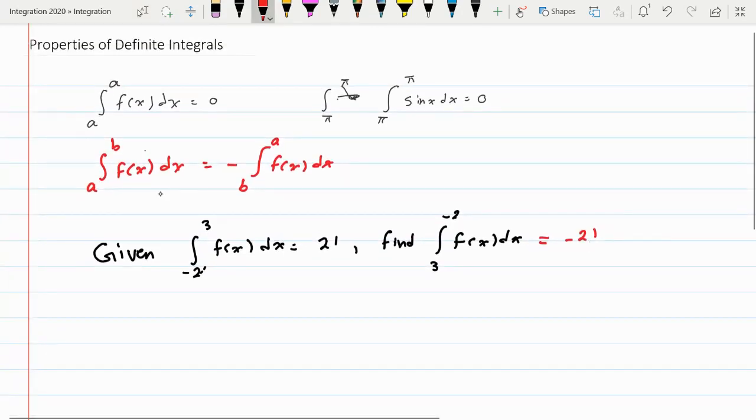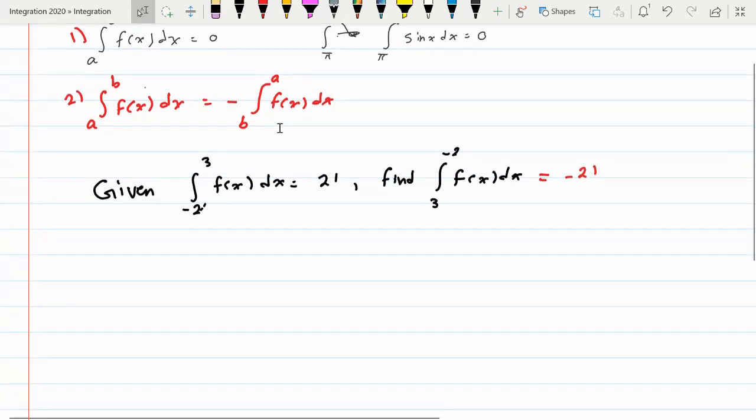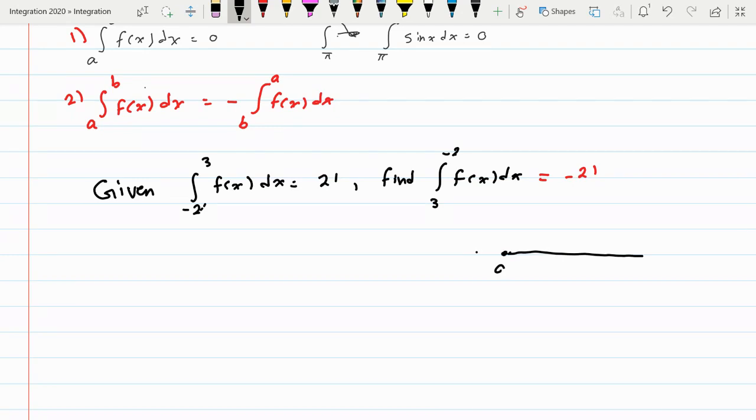Let's continue. Let me label them again. This was number 1, this was number 2. Now, the third one is, assuming that I have 3 points, I'm going to start from a, reach b, and end at c.